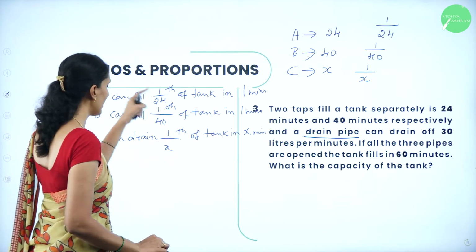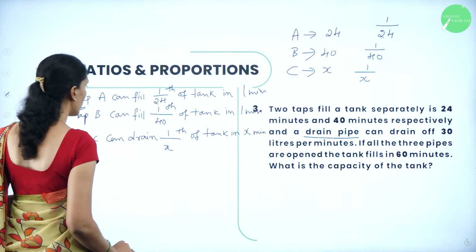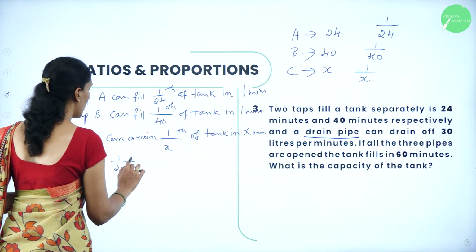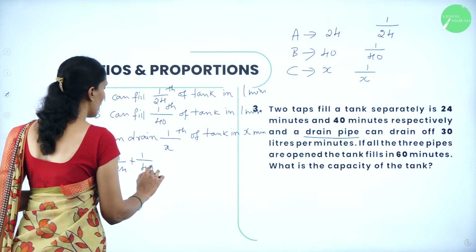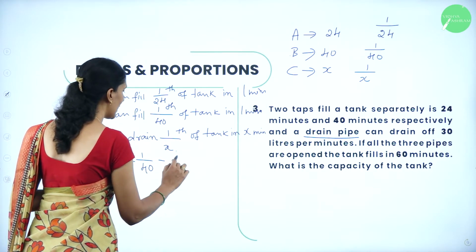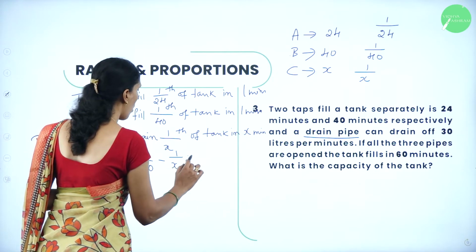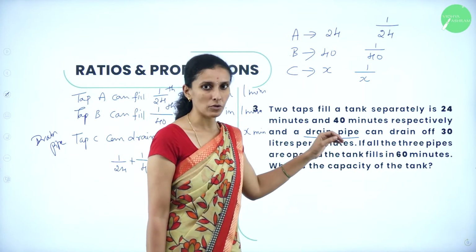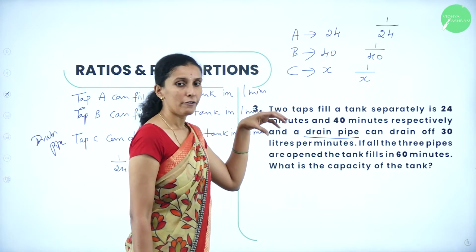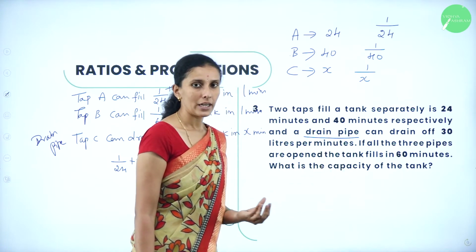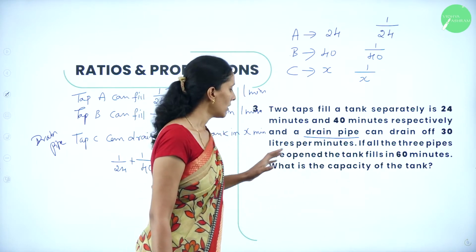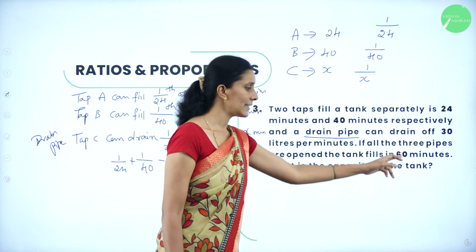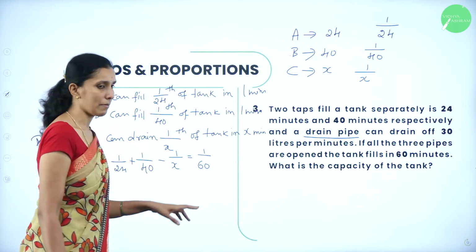So now if I write this in terms of the given statement, I can write this as 1 by 24 plus 1 by 40. Draining means it is taking out, so I'll take the negative sign. That is 1 by X, all equal to 1 by 60. Why 1 by 60? Because if all the 3 pipes are open, tap A and tap B are filling the tank, whereas tap C is draining the water out of it. So the time to fill the tank whenever the 3 pipes are opened is 60 minutes. So for 1 minute it is 1 by 60.